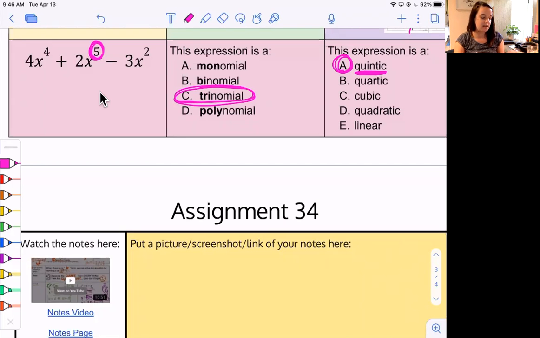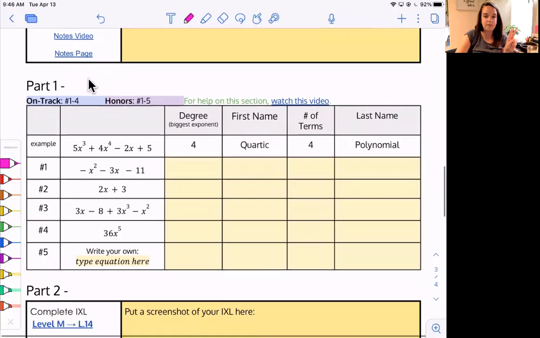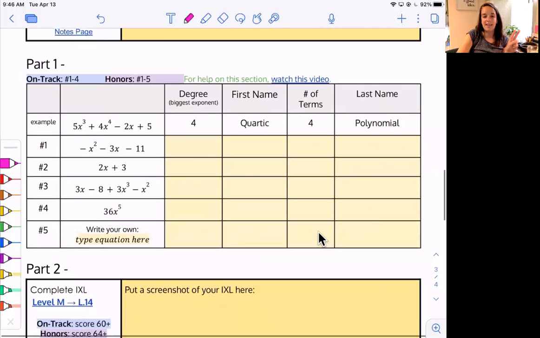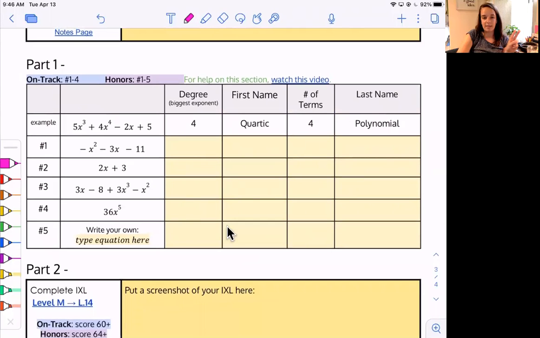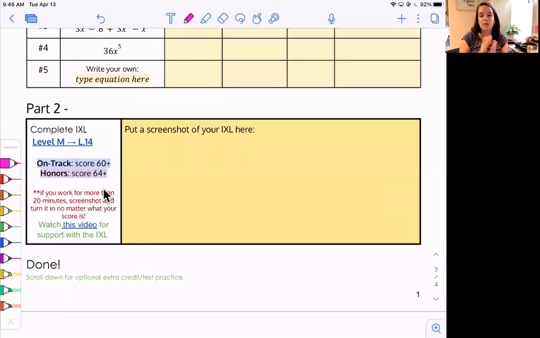All right, y'all did an amazing job. There are 2 pieces of your assignment today. The first one is naming them, right? And the second one is IXL. I know you're like, but Miss, you told us we weren't necessarily gonna have to do IXL. For this one, I do want you to do IXL.